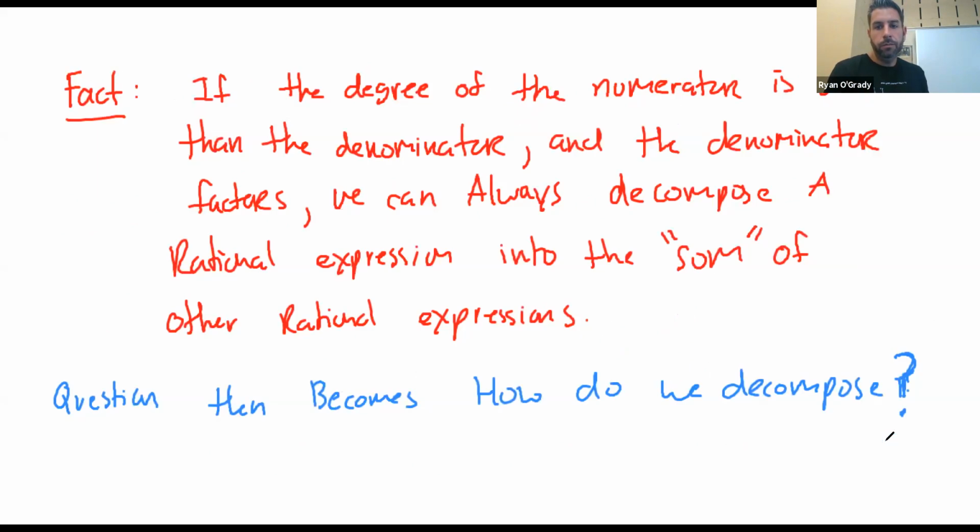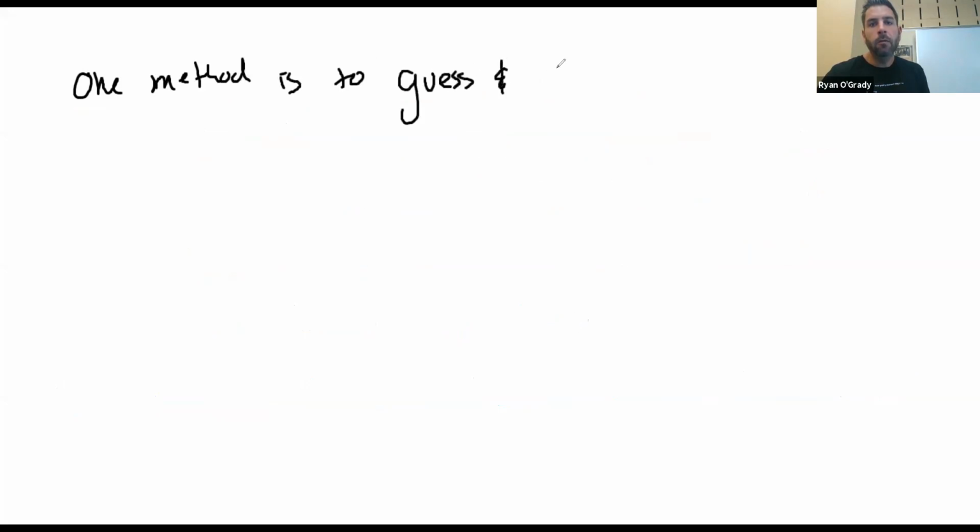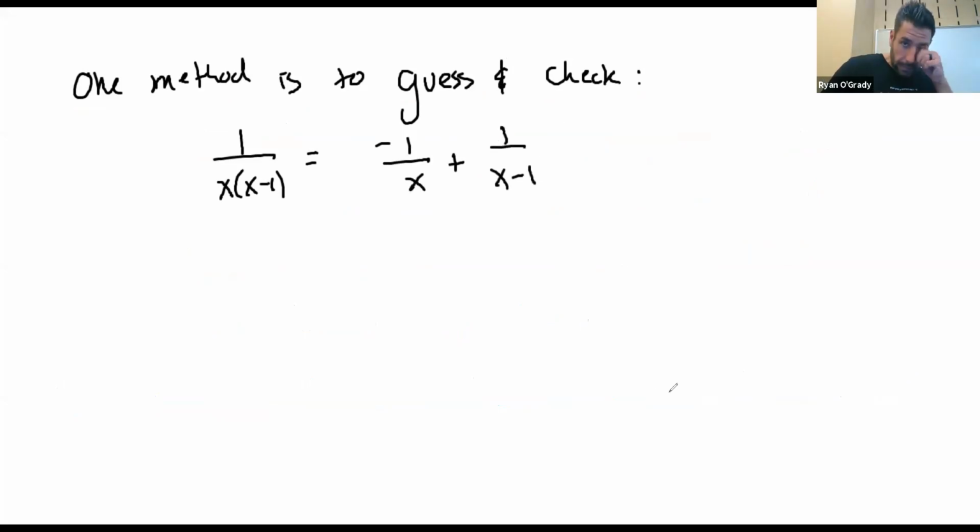So one method is to, what I say, guess and check. And that is 1 over x times x minus 1 is equal to -1 over x plus 1 over x minus 1. So you could check that this works.